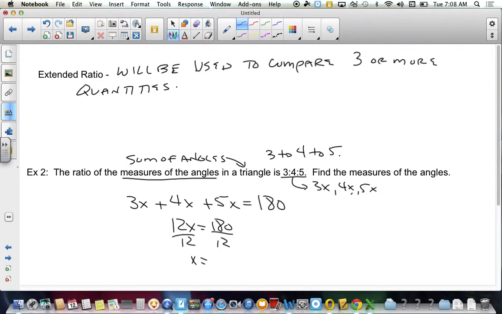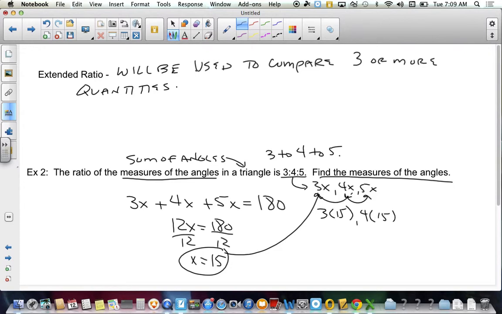And we get 15. Okay? Now, like usual, this is not the final part of the answer. It wants you to now take that x that you got and find the measures of the angles. So we need to take this 15 and plug it back in to each of these extensions. So we do 3 times 15, 4 times 15, and 5 times 15.